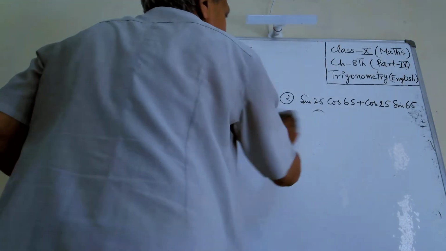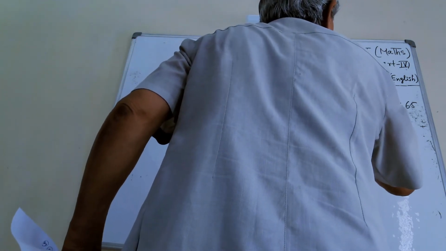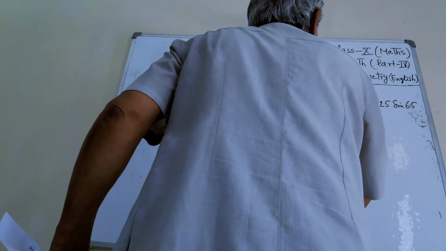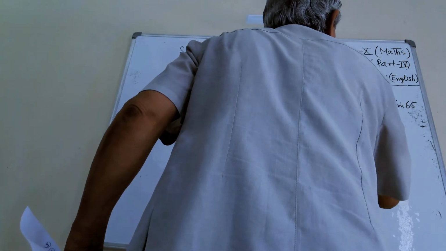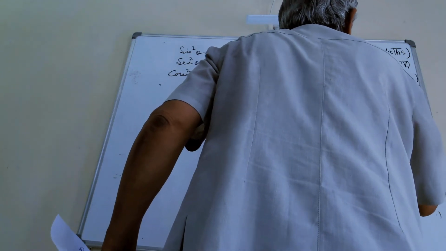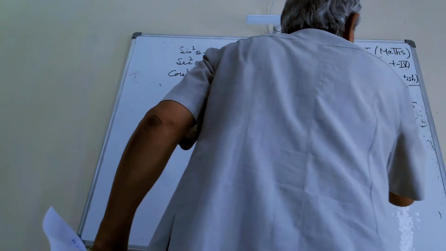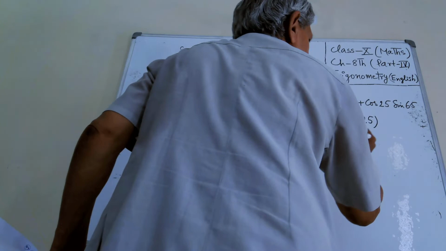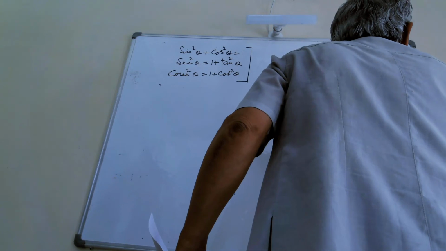See here, second question. Second question: cos 65 sine 25. Write down this: cos(90 minus 65) here sine 25. Here cos(90 minus 25), 65. This is 65, this is also 65, plus cos 25.